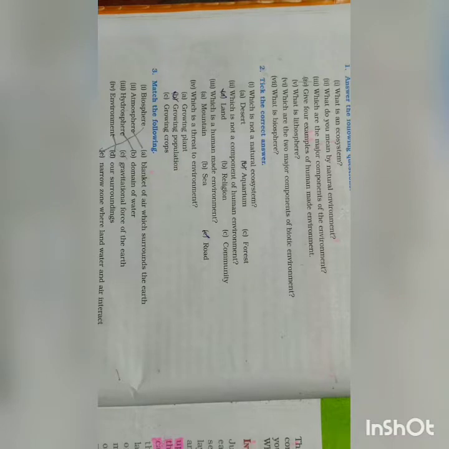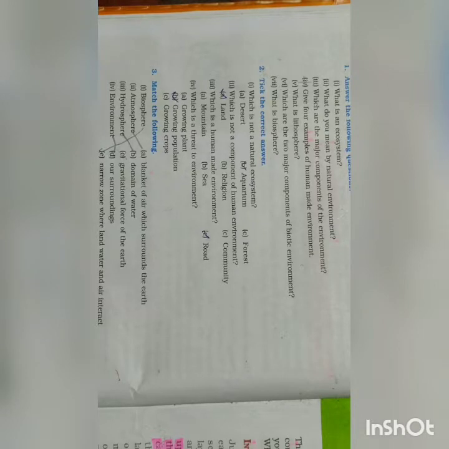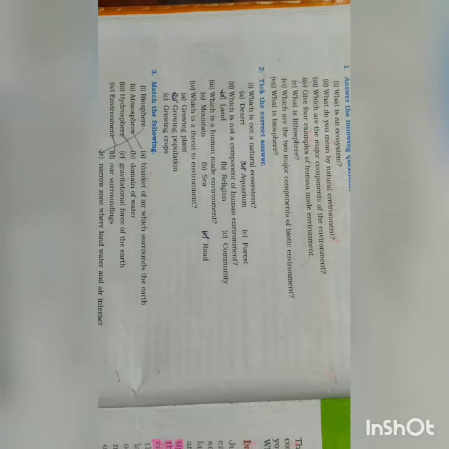Next, which is not a component of the human environment: land, religion, or community? No doubt the answer is land only. Third one, which is the human made environment? Mountain is given by nature only, sea is also a natural environment, so obviously we have road as the answer. Question number 4, which is a threat to environment? Growing plants, growing population, or growing crops? Obviously that is growing population.